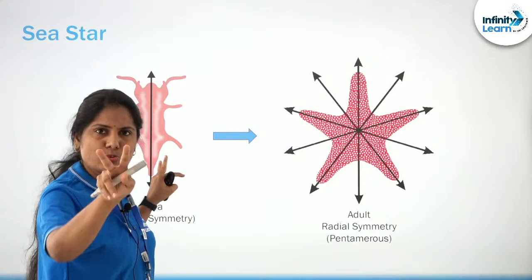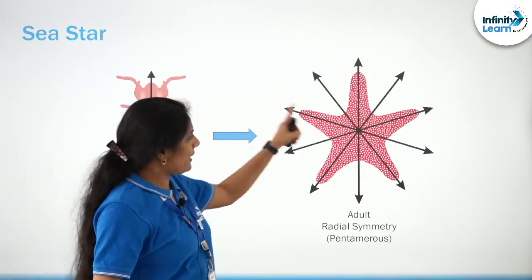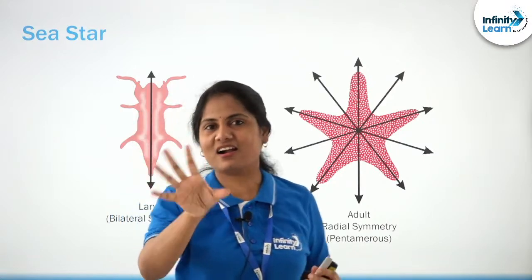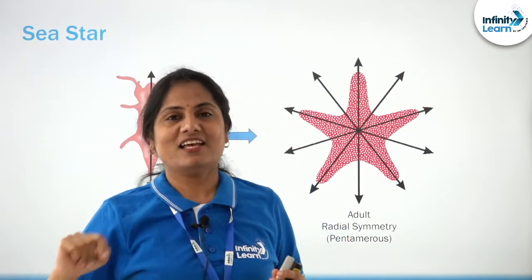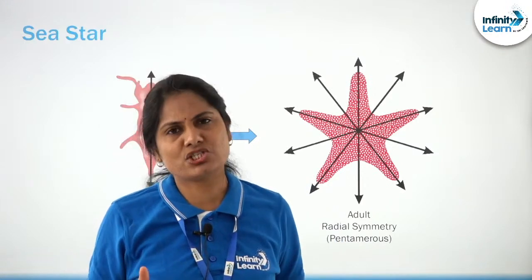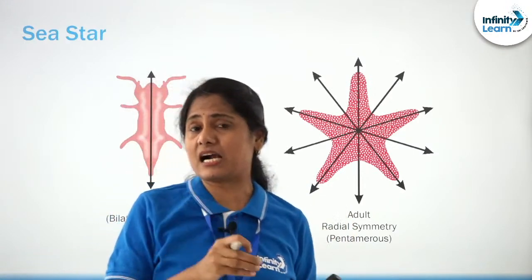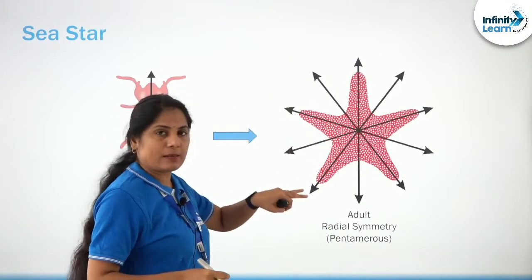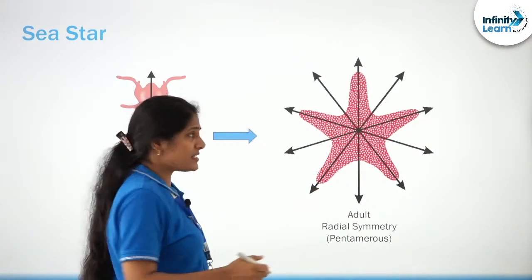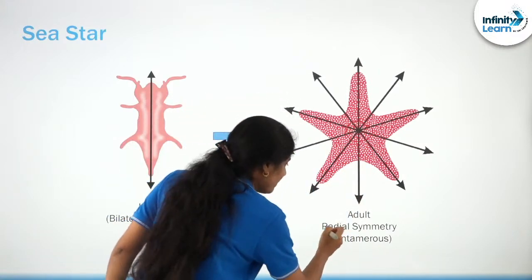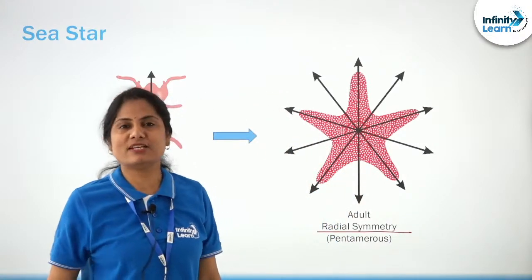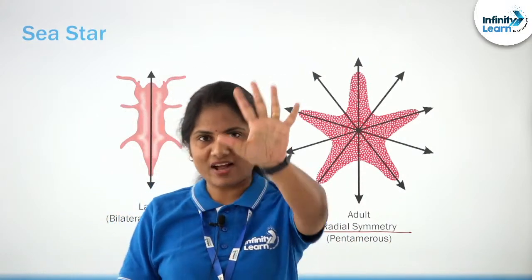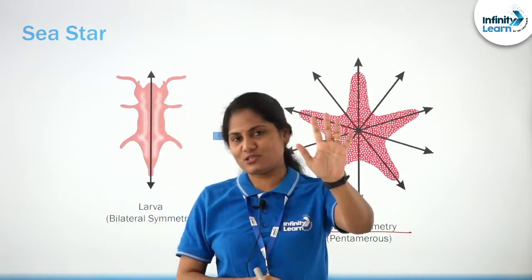You cut them into two equal halves. But when they become adults, with the five arms looking like that star in the sea, not in the night sky, that's why we refer to them as starfishes, the old name, sea stars, the new name. They can be divided into two equal halves as long as it is passing through the central point. What did it become? Radial symmetry. And why did I add that in the brackets? Pentamerous. Five ways you get two equal halves.